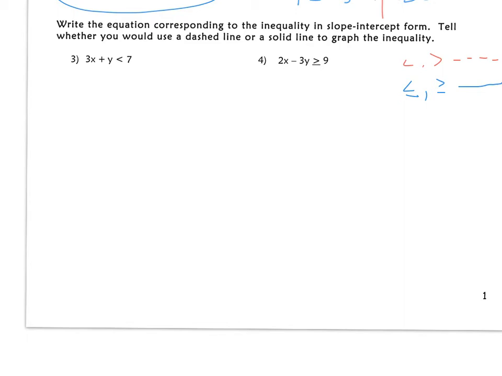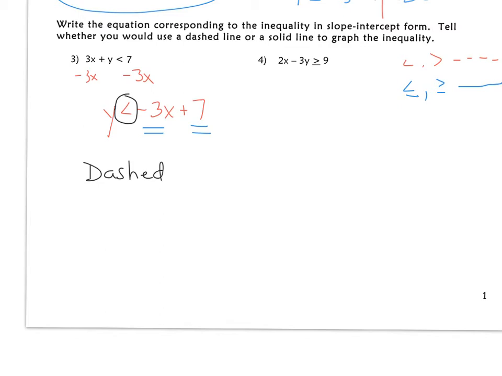Our goal is to put it first in slope-intercept form. That means we've got to get the y by itself. So I am going to subtract 3x from both sides of the inequality. That leaves me with y is less than negative 3x plus 7. Negative 3 is my slope, 7 is my y-intercept. What I'm looking at now is this symbol. Since that's a less than, that means I am going to use a dashed line when graphing.